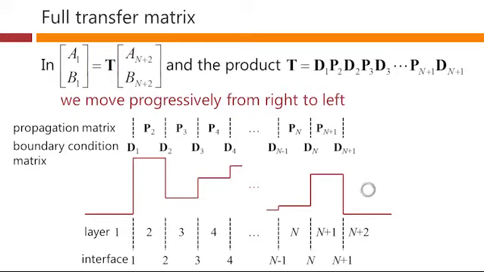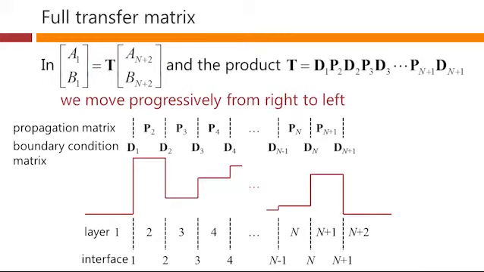We've got forward and backward amplitudes here that we multiply by the boundary condition matrix to get the forward and backward amplitudes just inside this layer. Then we multiply by the propagation matrix to get the forward and backward amplitudes just to the right of this interface. Then we multiply by a boundary condition matrix to calculate the forward and backward amplitudes just to the left of that interface, and so on, working through the structure.